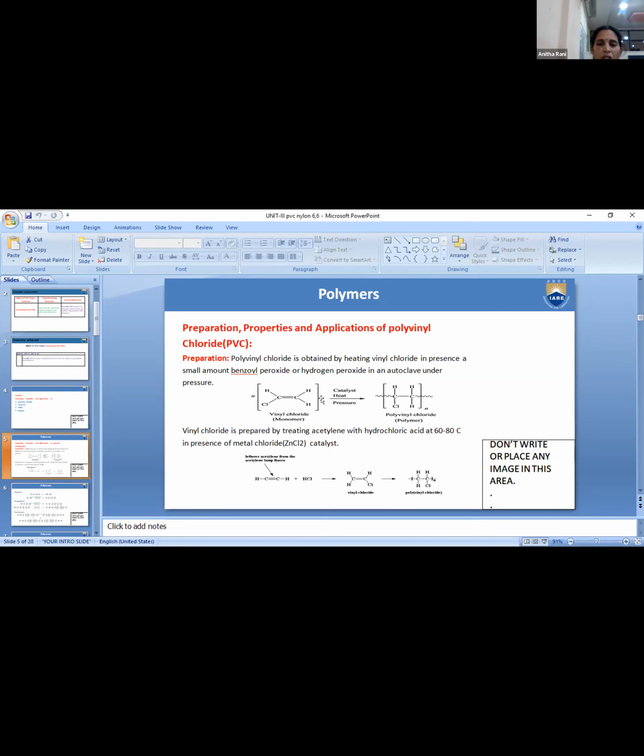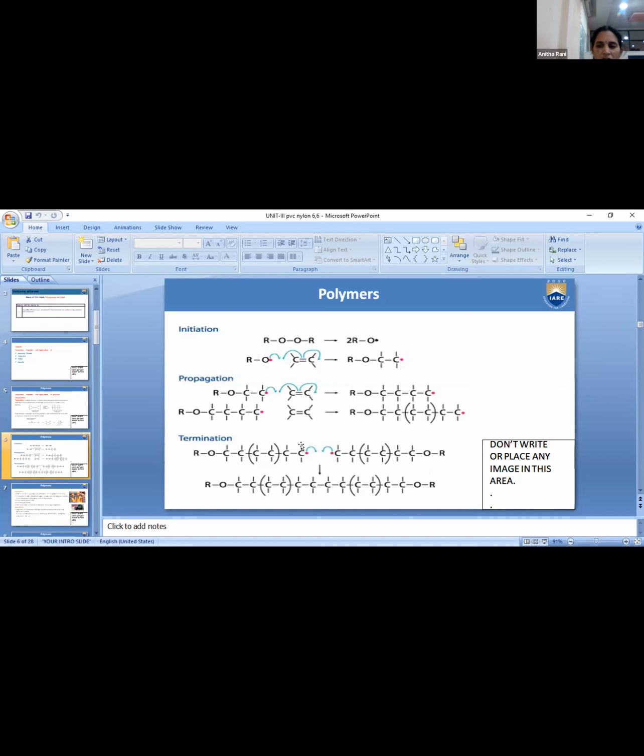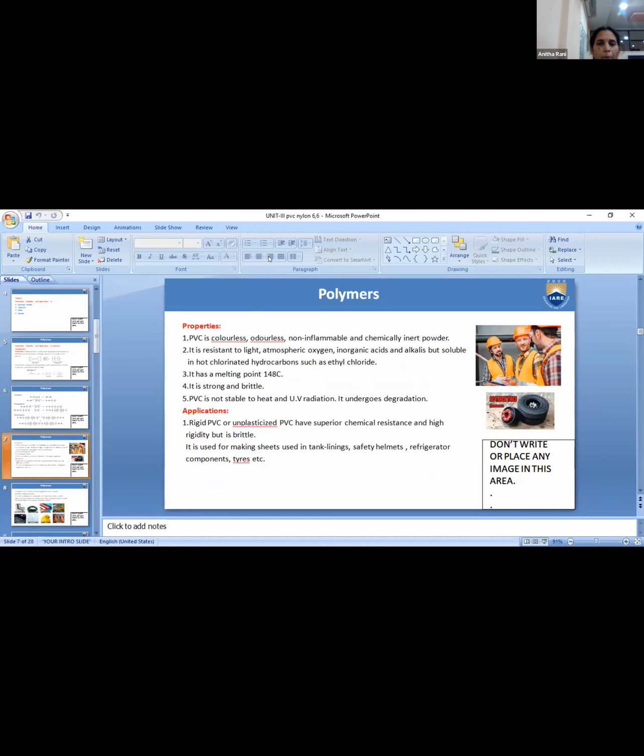So polyvinyl chloride is prepared by addition polymerization, adding a number of vinyl chloride molecules using a catalyst, applying heat and pressure. Now you know the preparation, students. We discussed these steps in the previous class. We get a straight chain polymer in addition polymerization. Next, properties.